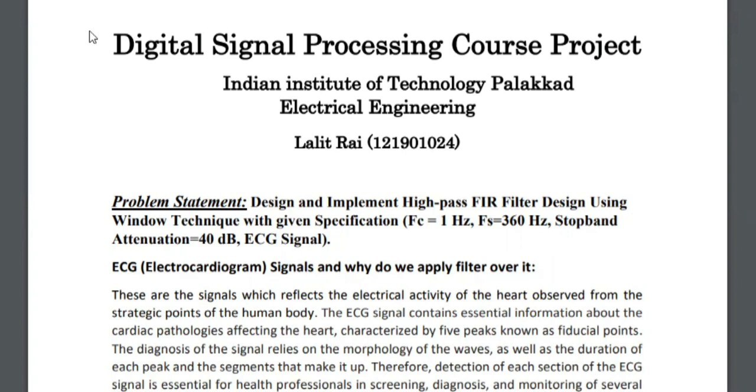Therefore, detection of each section of the ECG signal is essential for health professionals in screening, diagnosis, and monitoring of several heart conditions. However, detection and discrimination among ECG sections become complicated due to the variable physiology of the reference point, mainly produced by cardiac abnormality, alteration of the isoelectric line, or noise added to the ECG signal. Therefore, to improve diagnosis of heart diseases from ECG information, all these corruption problems must be addressed, and for that we require filters.